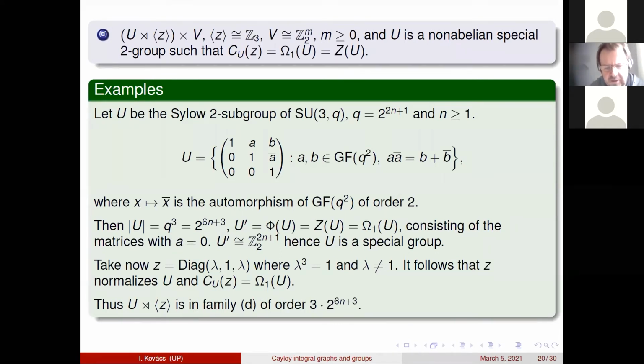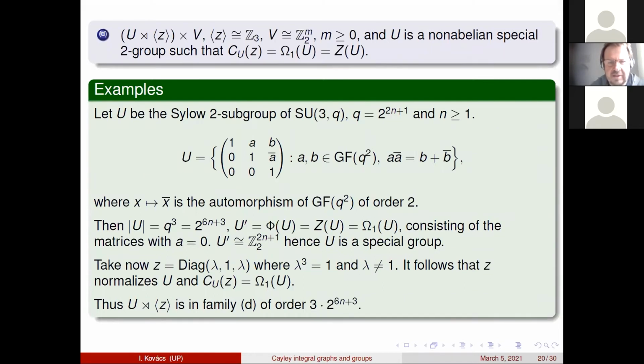Actually, we found two infinite examples. The first example comes from the special unitary group of dimension 3 over a finite field of q elements, when q is an odd power of 2. So if you write the Sylow 2-subgroup, this is the matrices which you get. And it turns out that the Sylow 2-subgroup is a special group. The center corresponds exactly to those with a equal to 0, and this is an elementary abelian 2-group.